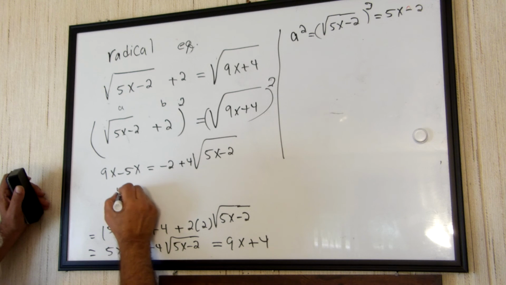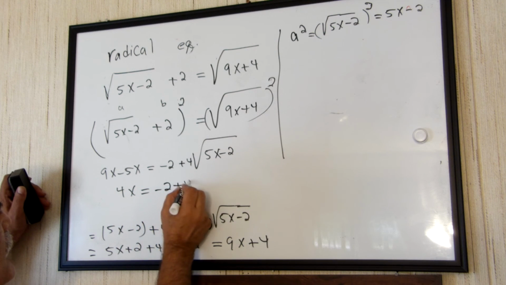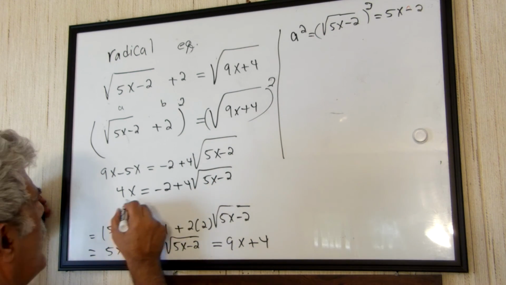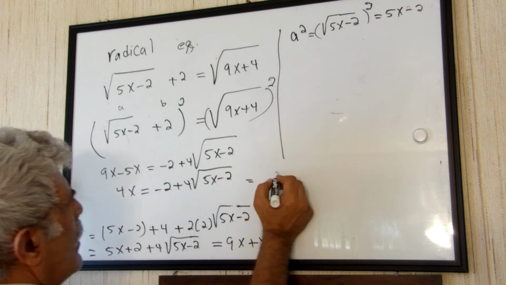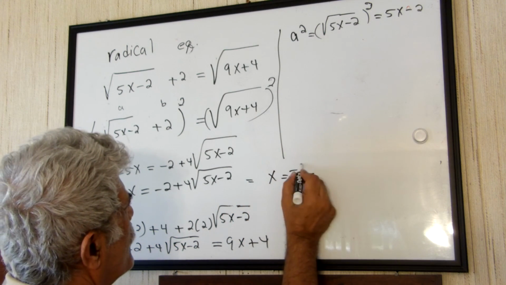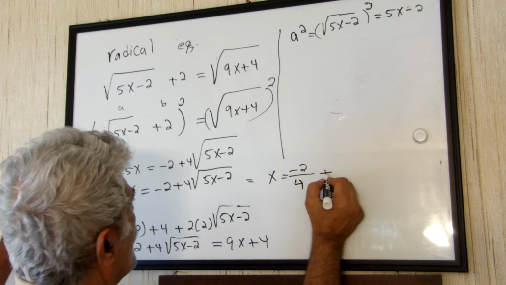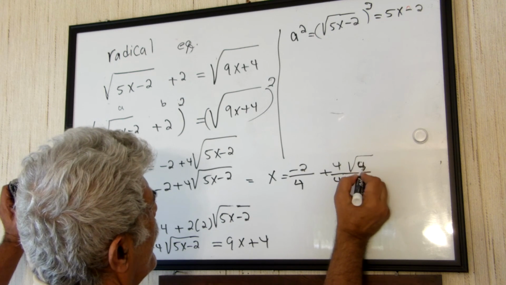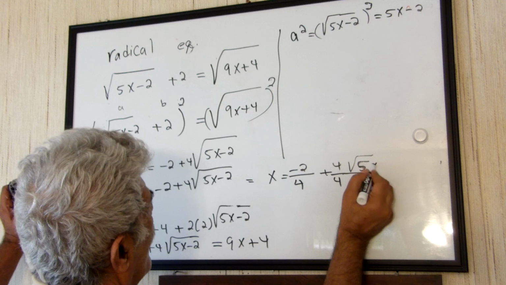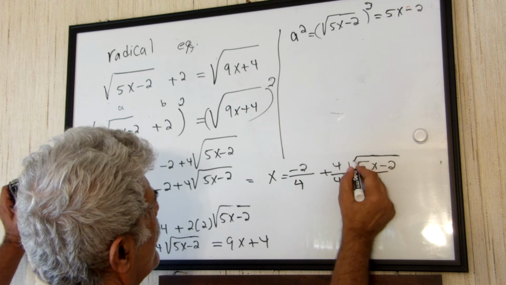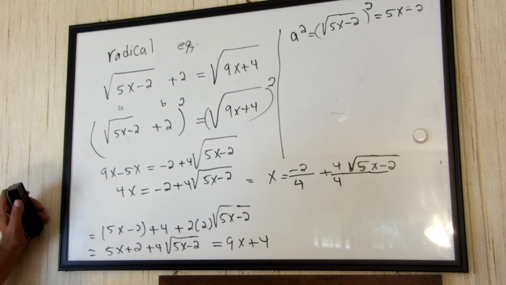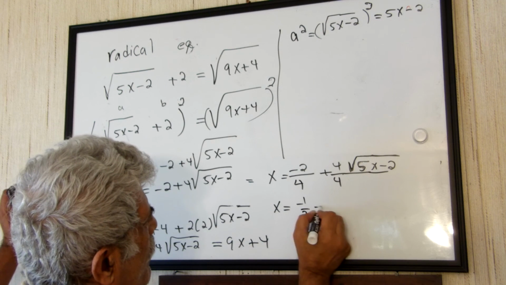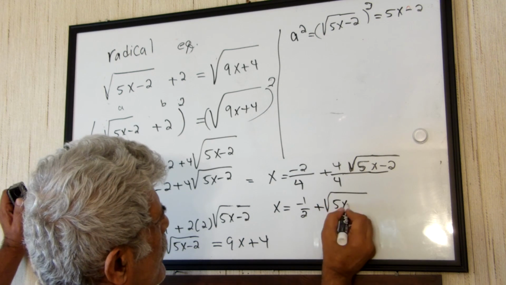So we say 4x is equal to minus 2 plus 4 radical 5x minus 2. And then you divide both sides by 4. x is equal to minus 2 divided by 4 plus radical 5x minus 2, under the radical. So x is going to be minus 1 over 2 plus radical 5x minus 2.